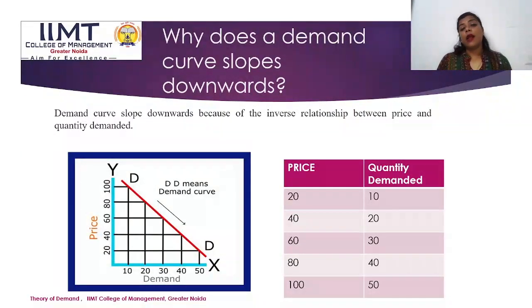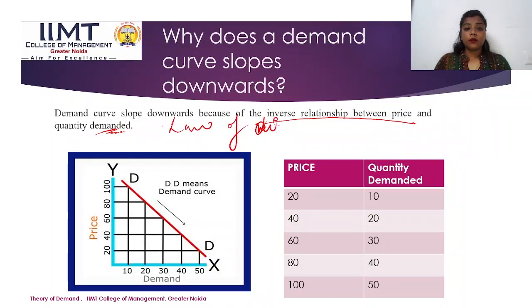Now, why does the demand curve slope downwards? The demand curve slopes downwards because there is an inverse relationship between price and quantity demanded. Price and quantity demanded have an inverse relationship. So from here we can also say that the law of diminishing marginal utility is also the cause, right?